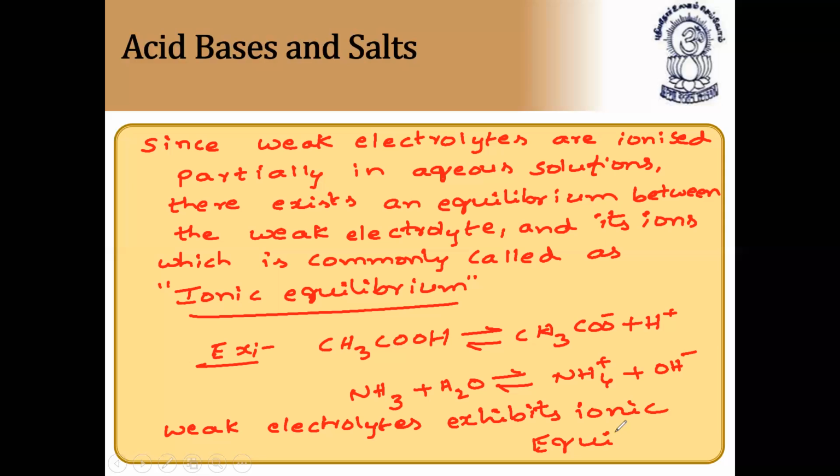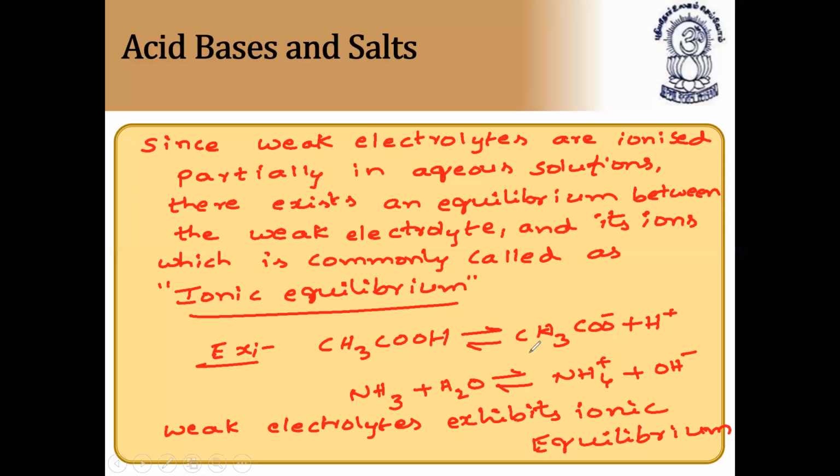Please note down this sentence, very, very important for understanding. That's why I have written it like this. Since weak electrolytes are ionized partially in aqueous solutions, there exists an equilibrium between the weak electrolyte and its ions, which is commonly called ionic equilibrium. For example, acetic acid is a weak acid. When you dissolve it in water, it forms acetate ions along with H plus ions, whereas ammonia, when dissolved in water, forms ammonium ions and OH minus ions.